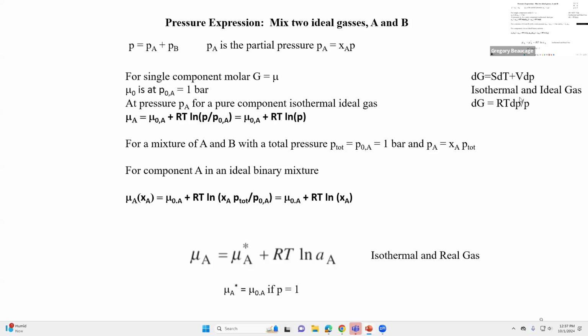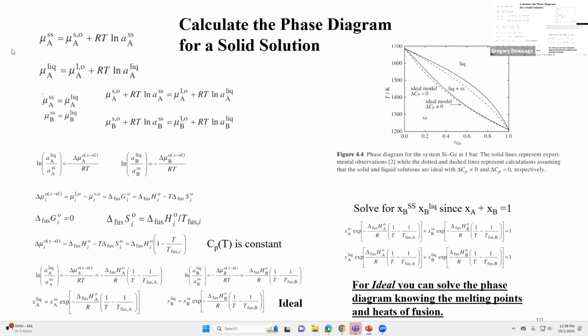So then you have dP over P. If you integrate, you get ln of P, and with that term it ends up being ln of the activity. So you have this expression that chemical potential is ln of the activity. If you have ln of the activity, you can calculate the chemical potentials. If you have two phases that are equal, then it's just going to be using the chemical potential.